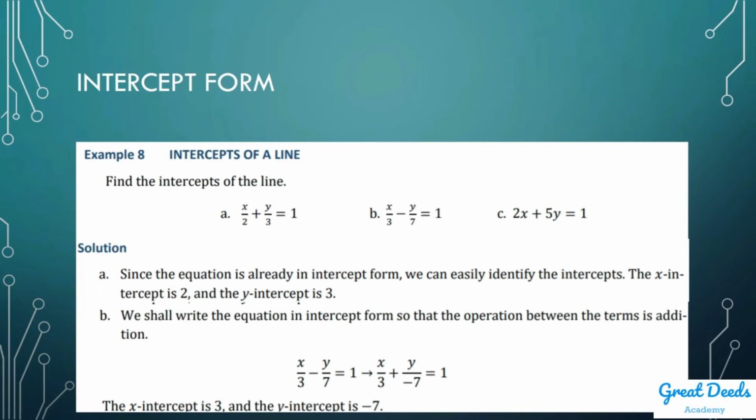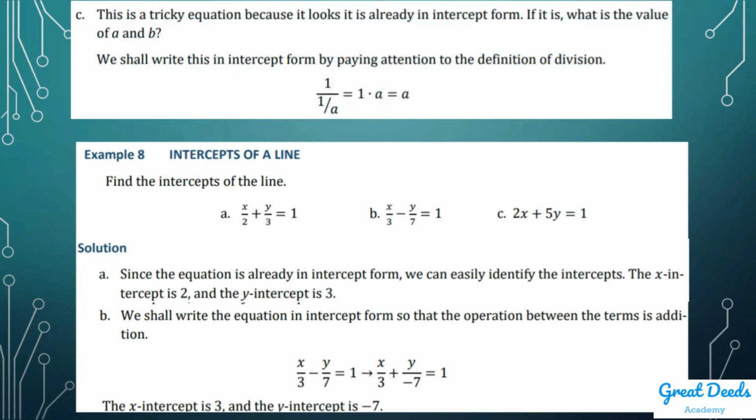Letter C. 2 times x plus b times y is equal to 1. How do you write that in the intercept form? Okay, so this is kind of confusing, but pay attention, okay? Look at this. A real number a can be written in this way, 1 over a. Because 1 over a is the same as 1 times the reciprocal of 1 over a, which is a.